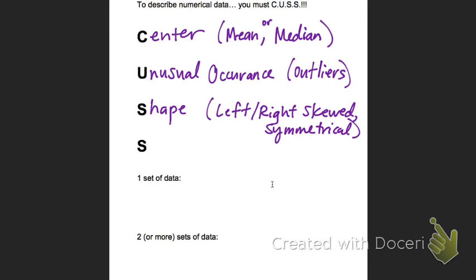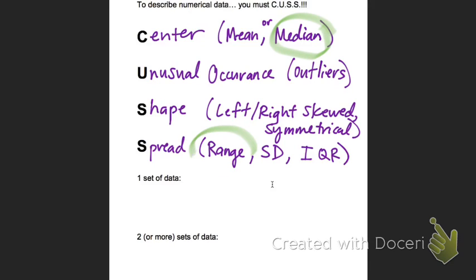And then the last S stands for spread, or I could give the range, I could give the standard deviation, I could give the IQR, any of those three. I usually stick with median and range. Those are kind of my go-tos, but you can choose what is best for you, which ones you prefer using.